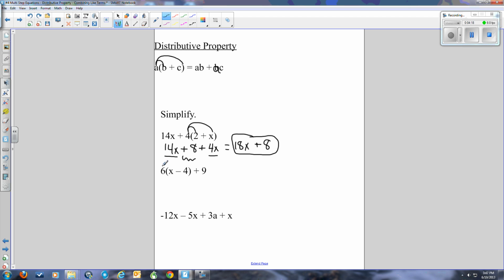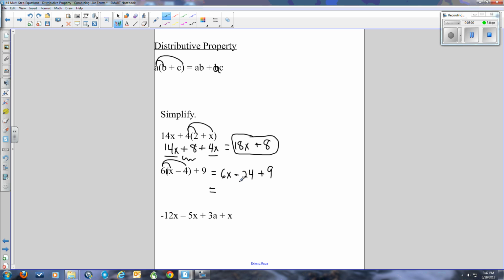Let's continue with the next example. We have 6 times, in parentheses, x minus 4, and then plus 9. We're going to distribute 6 to each term. If you want to put a 1 in front of your x, you can if there's no coefficient or number in front. So 6 times 1x gives us 6x. 6 times negative 4 gives you negative 24. Okay, so I've distributed to each term. And then we're going to put plus 9 here.